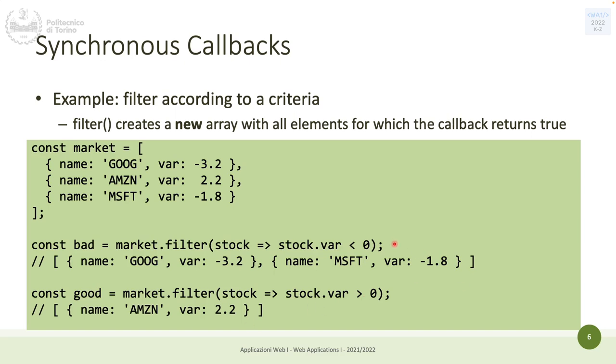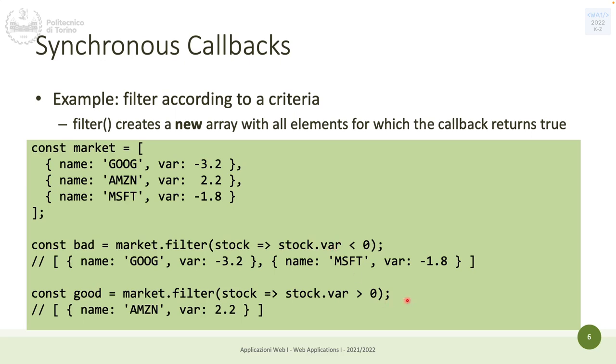So here you see how we can do it for negative variation. So we want to get all the stocks that got a negative variation. So filter gets a callback here that gets a parameter, in this case called stock, just to remember what we're going to do, and says return the Boolean that is the result of variation less than zero. So return those elements, the entire objects, where this parameter var of that element is less than zero, so it's negative. So this returns a new array with just the elements that satisfy this condition. So when this condition is true, they are copied into the new array. If the condition is false, they are not.